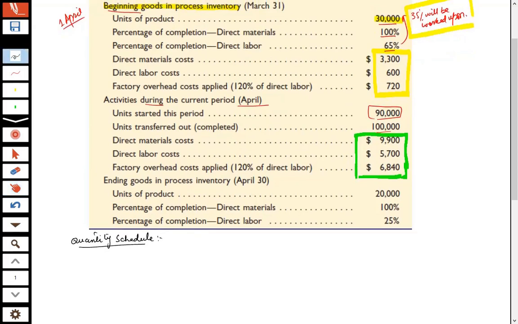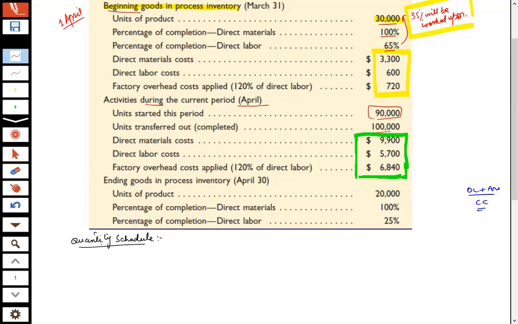Yes. What about the FOH percentage? If it is not given, then it will be combinedly called direct labor plus FOH, that I have told you, CC. Yes, but is it given? I don't see it. Yes, it is not given. That's why I am saying that it is the combined effect of direct labor and FOH, that is 25%. Okay. Now the quantity schedule.